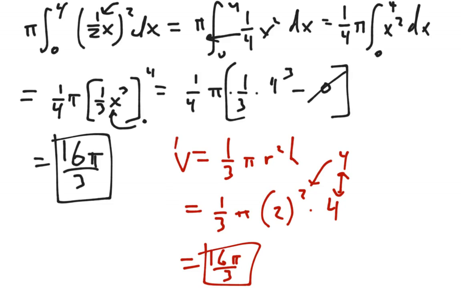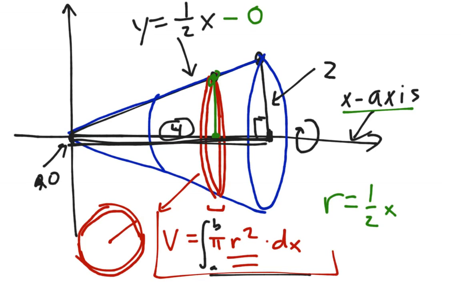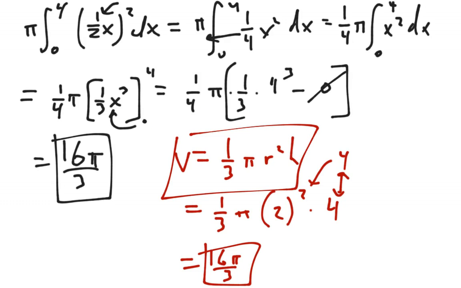And in fact, this equation here is derived from this idea here, where instead of 2 and 4, you use r and h, and you'll get that formula. So it's kind of nice.